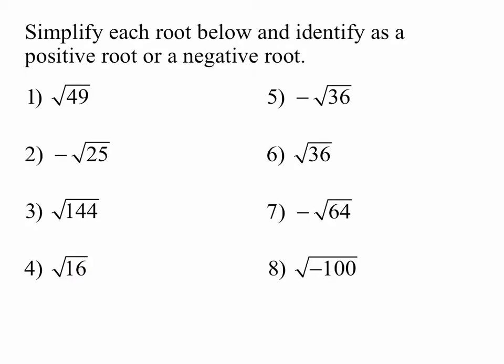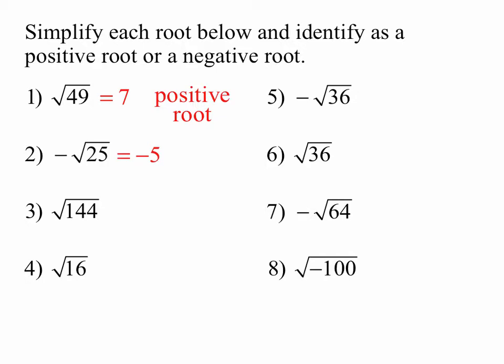All right, so pause the recording, and what I want you to do now is simplify each root below and identify it as a positive root or a negative root. I'll show you. For example, number 1 is a positive root and it's 7. Number 2 is a negative root and it's negative 5. Pause the recording and finish 3 through 8 for 1 minute.